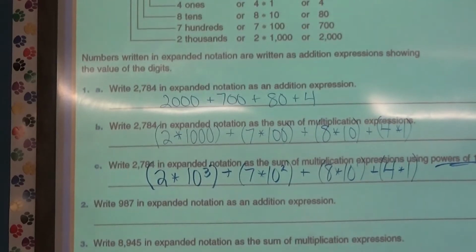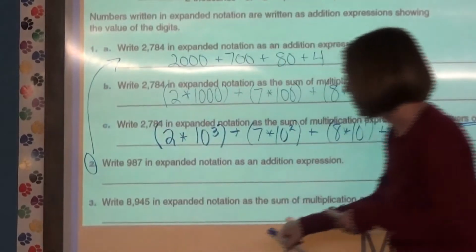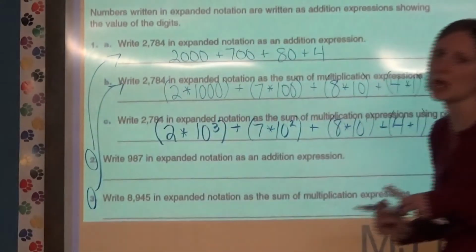Okay, so you have a couple of other examples. This one, number 2, is a lot like letter A, and 3 is a lot like letter B. So you can use that as a model to help you get those completed.